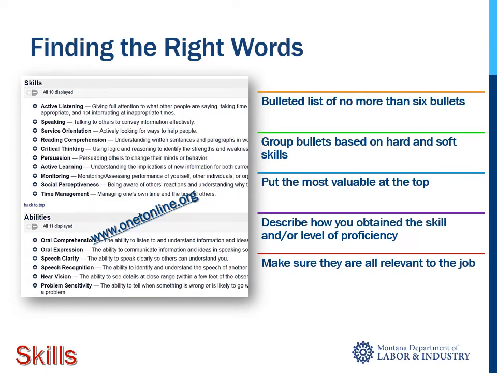Now, if you have trouble finding the right words, there are a couple of options. So you can go to onetonline.org. You can put in the position in the keyword box in the center of the home page and click enter, and then choose the job description that best fits, and go down to the skills, abilities, and knowledge section. And you'll see a lot of different options here. Do not copy word for word.